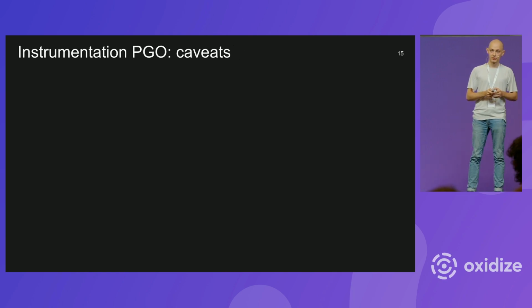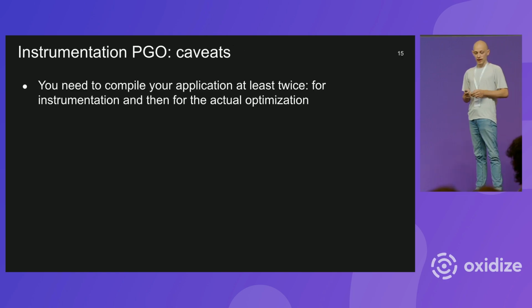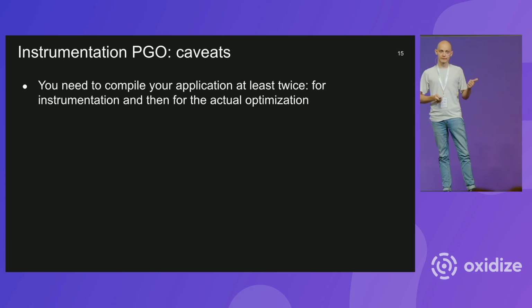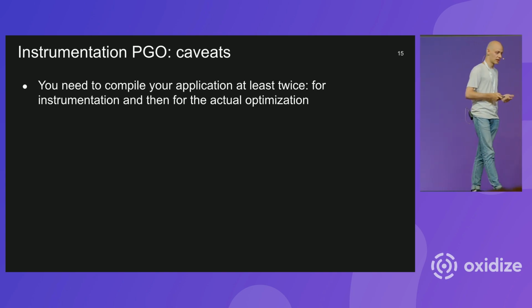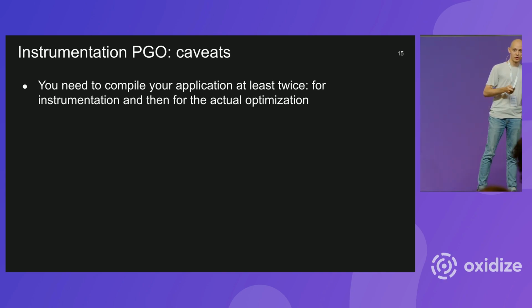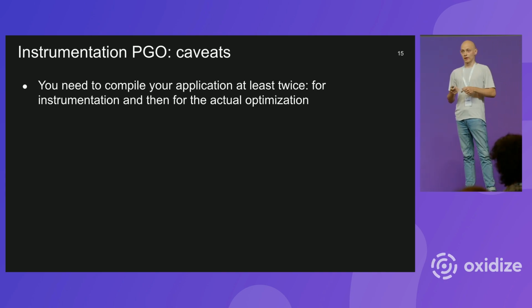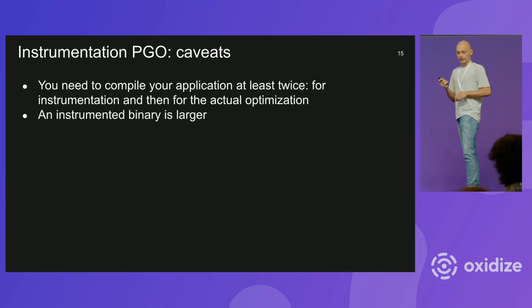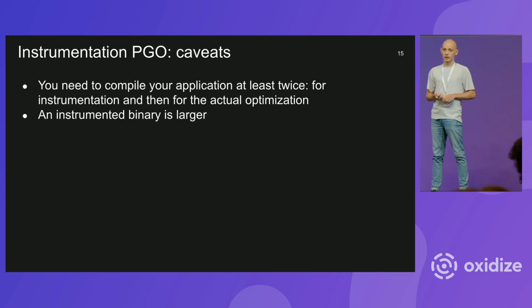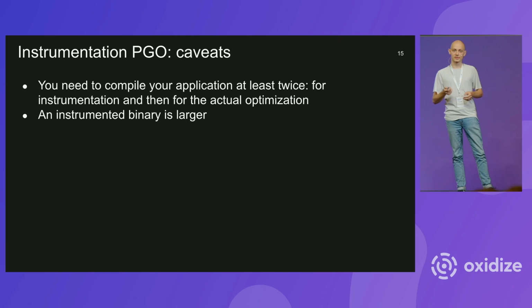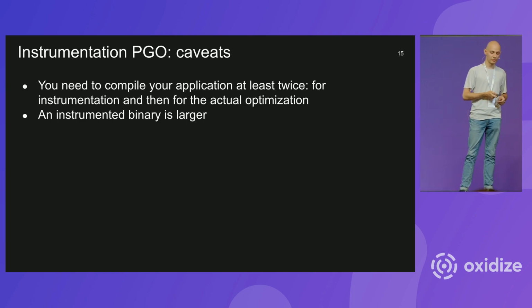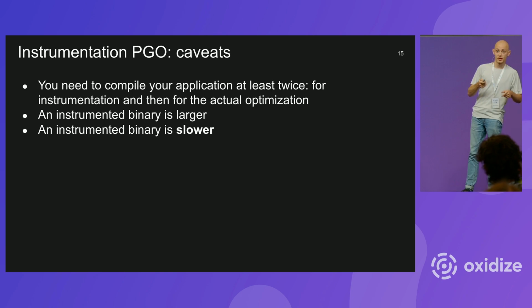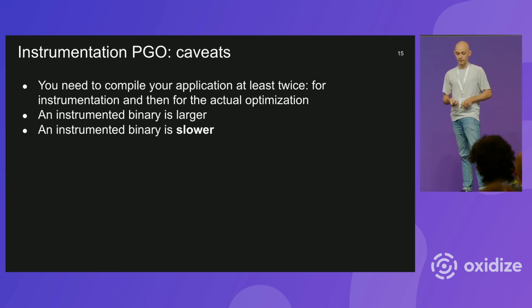Unfortunately, instrumentation PGO has a lot of caveats. At first, you need to compile your application at least twice, during the instrumentation phase and during the optimization phase. And if your program is huge enough, your CI pipeline will not be happy, trust me. An instrumented binary is larger because an additional amount of instructions is inserted into your application. And an instrumented binary is slower because additional instructions are executed during the runtime.